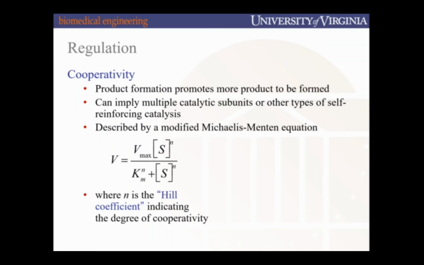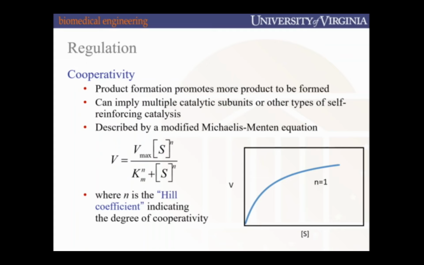We can describe this type of behavior with the modified version of the Michaelis-Menten equation you see here, where n is the Hill coefficient, indicating the degree of cooperativity. If n is 1, we're left with the regular Michaelis-Menten equation that we're already familiar with. This is governed by Vmax and Km. If we increase the Hill coefficient to 2, then we start to see some sigmoid shape in the curve, and it becomes steepest right at the point of Km.